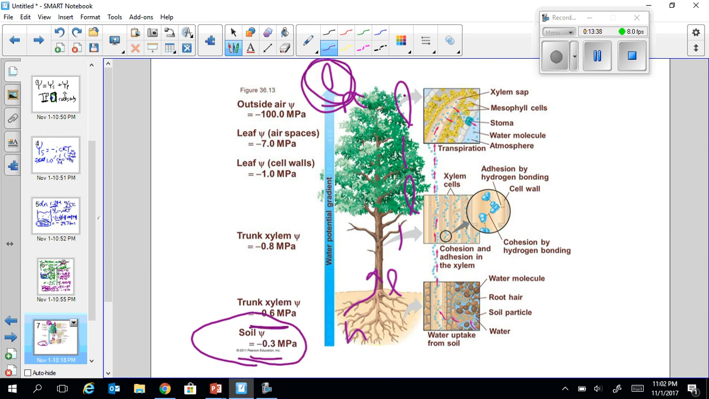In the trunk, we've got the xylem, which are the cells that move the water, negative 0.6. And then moving up a little higher, negative 0.8. And then in the leaves, negative 1.0. And then in the air spaces, so now we're talking about the stomates and the air spaces, like it's called spongy mesophyll. It's part of the leaf that you're going to learn about later. It's negative 7. And then outside in the air, negative 100.